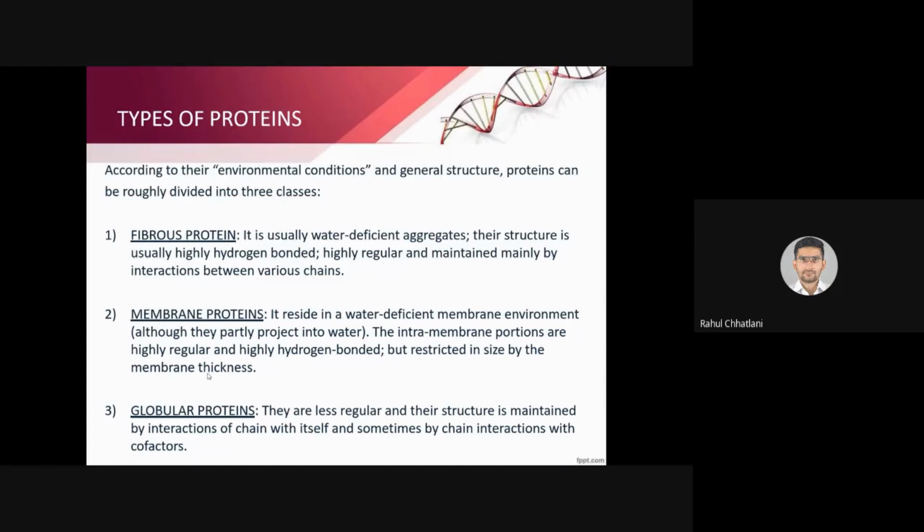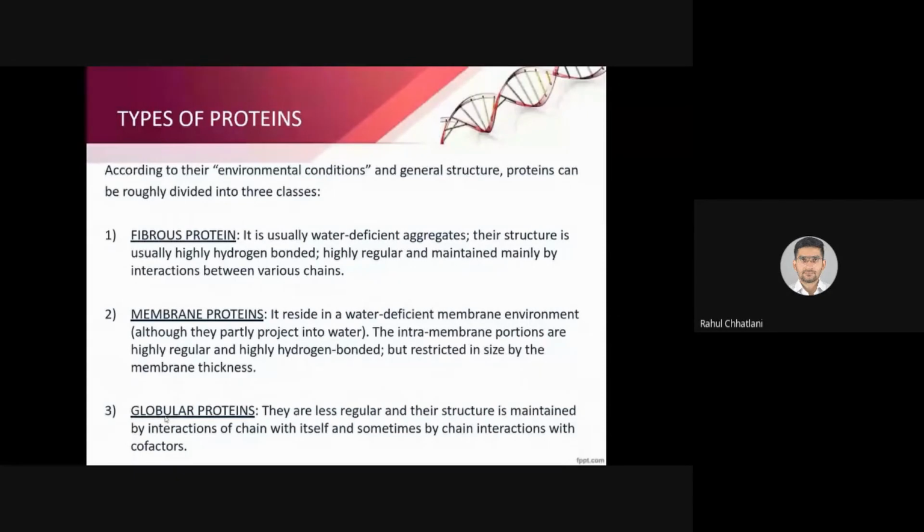These are less regular. Structure is maintained by interaction of the chain with itself and sometimes by chain interaction with cofactors. Cofactors, that is the side chain. So how the side chain will react, the structure depends on that, that is globular proteins. Yes, they are present in water also. They are not water deficit. First two, fibrous and membrane, are water deficit. Here it will be water rich. Yes, so water rich proteins are globular. Yes, the globule forms. Globule is like a sac. Yes, so it will contain some amount of water in them.